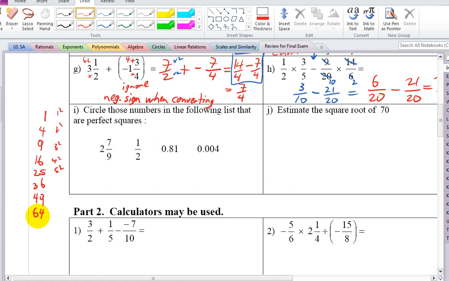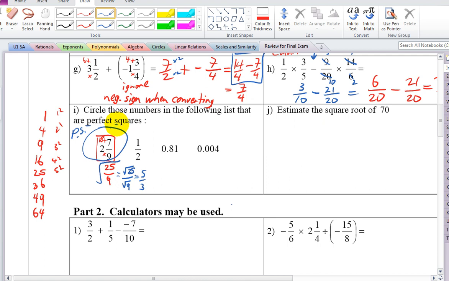Okay? So, first of all, we have to convert this fraction. So, convert it, please. 2 times 9. 18 plus 7, 25. So we have to see if we can square root it. Now, if we square root an entire fraction, that's the same as square rooting the top and square rooting the bottom. So root 25? Yes. Root 9? Yes. So is that a perfect square? Yes, it is. So this here, circle it.